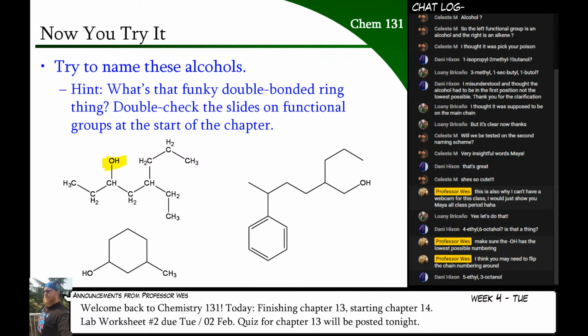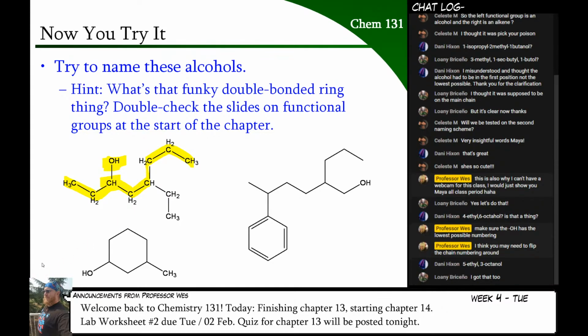Let's go over the answers. All right, find the longest chain that has the alcohol. So there's my alcohol. So I have to use this carbon. So I'm going to go 1, 2, 3, 4, 5. And then up looks longer, so we'll go 6, 7, 8. And so then here's an ethyl. 5-ethyl, 3-octanol. There you go. And that's what's popping up in the chat, so that's good.